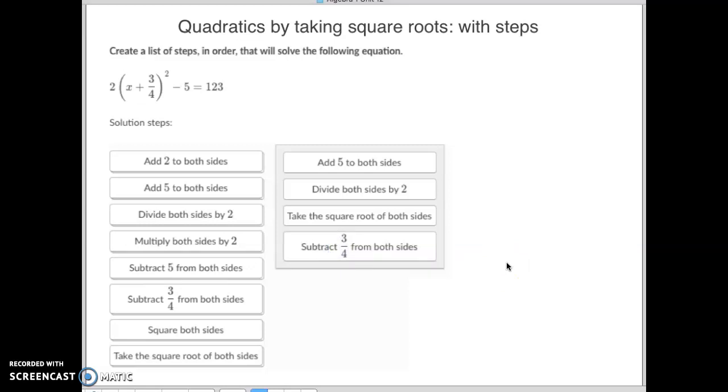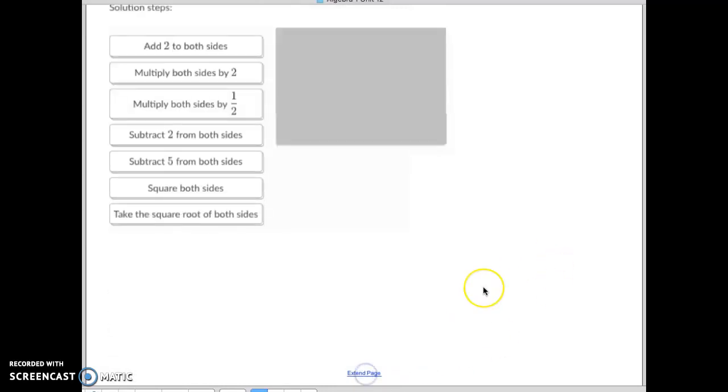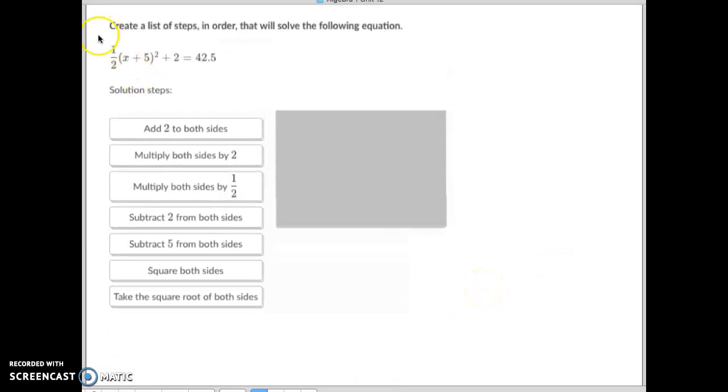Okay, let's do one more to make sure we have this. All right, so here's our example problem. And again, what's our first step right here? Take a second. What is it? Hopefully you just said we got to get rid of this plus 2. How do you get rid of a plus 2? You need to subtract 2 from both sides. So we're going to find subtract 2 from both sides, drag that, put that one right up there.